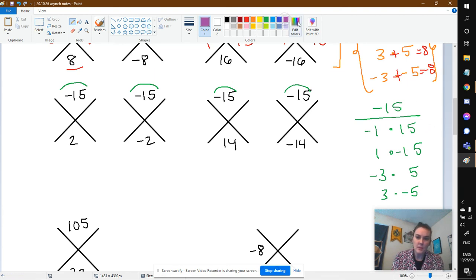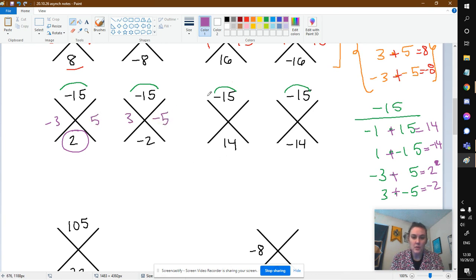Now I'm going to come back in with a different color and say, when I add them up, this one equals 14, 1 plus negative 15 equals negative 14, negative 3 plus 5 is 2, and 3 plus a negative 5 is 3 minus 5, which is negative 2. So now when I say which one adds to 2, I go doop, doop, doop. Oh, it's this one, right? So I put a negative 3 and a 5. I look for the negative 2. You know, I keep going, etc.